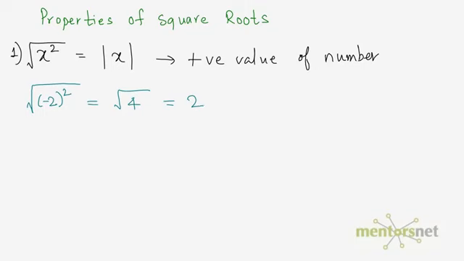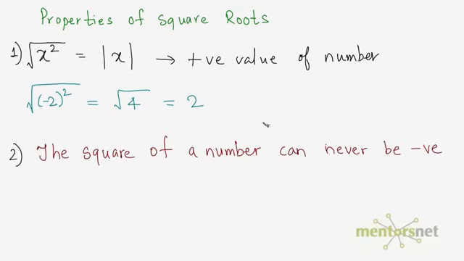Let us look at the second property of square roots, rather a property of squares. It says that the square of a number can never be negative. To prove this, let us multiply two negative numbers. So minus 3 times minus 3, if we multiply it, we get 9. Minus times minus is plus, and 3 times 3 is 9. So the square of any number can never be negative.